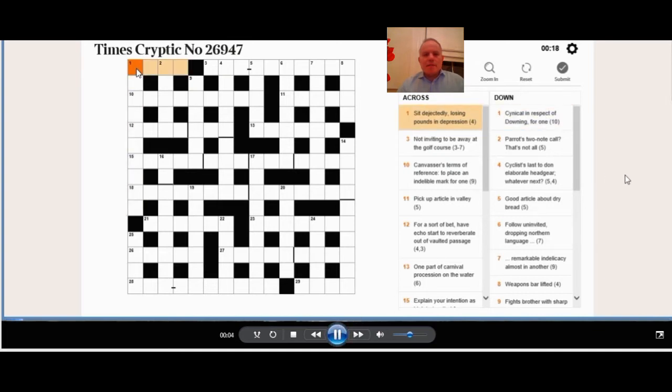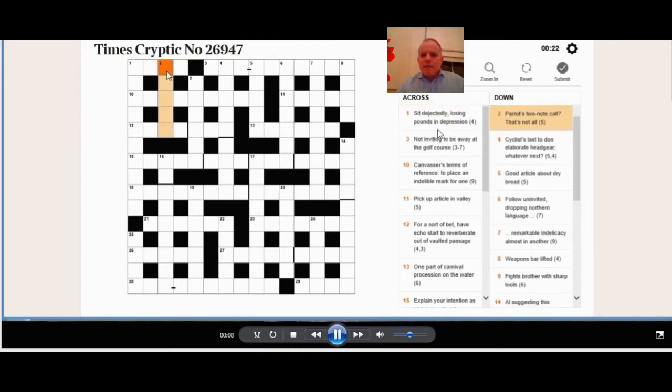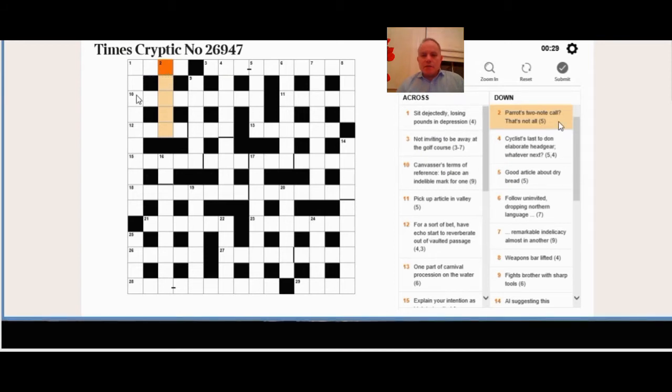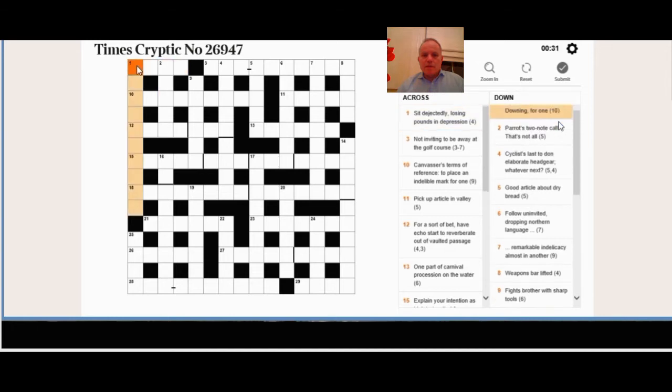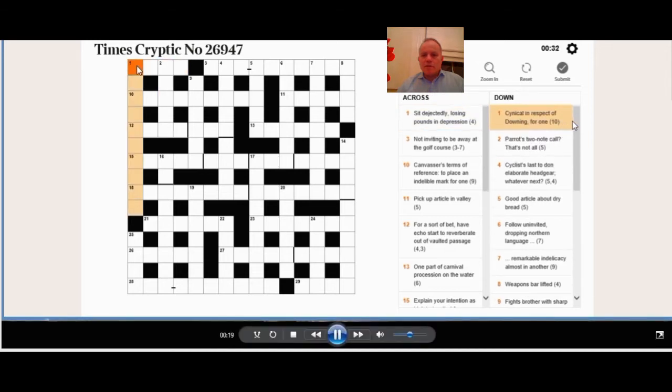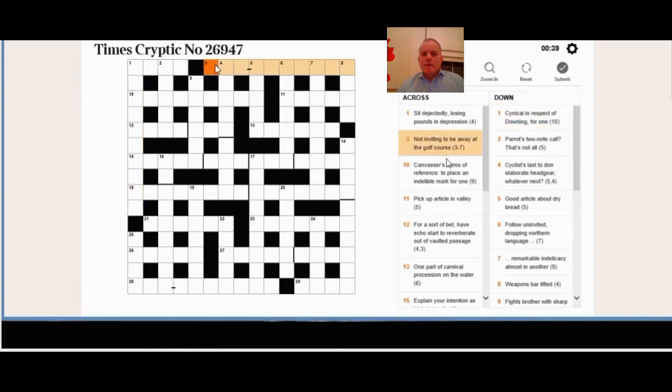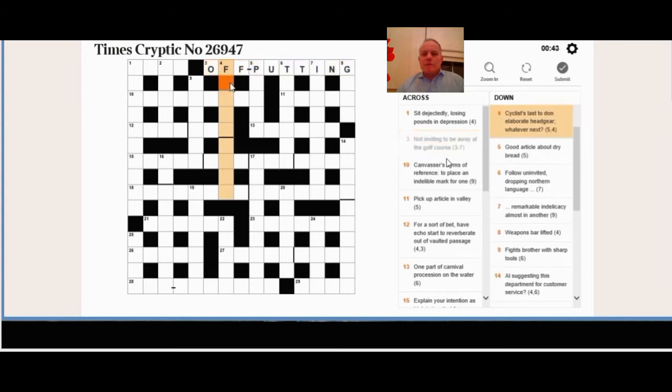I think it took me about 10 minutes to get the puzzle. So I had a quick look at one across. Couldn't do it. Losing pounds suggests it's dropping an L from some part. Two down, didn't see that. Parrots, two no call, that's not all. Had another look at one across and one down, couldn't see that either. But then I'm going to go to three across, where not inviting is the key part. And that was the definition, to off-putting, which could be read as off-putting away at the golf course.